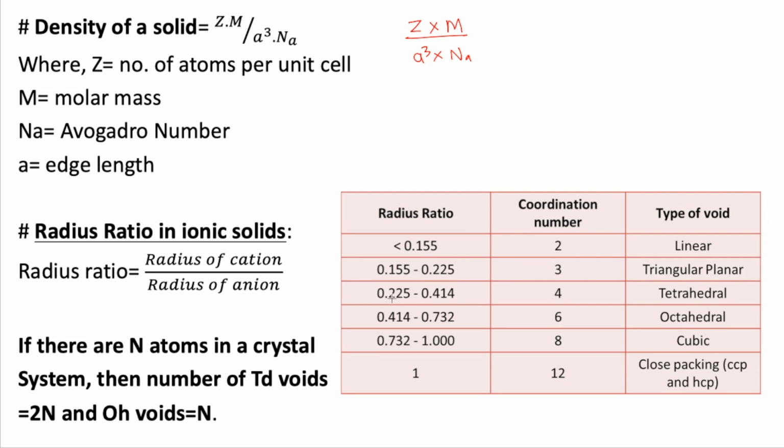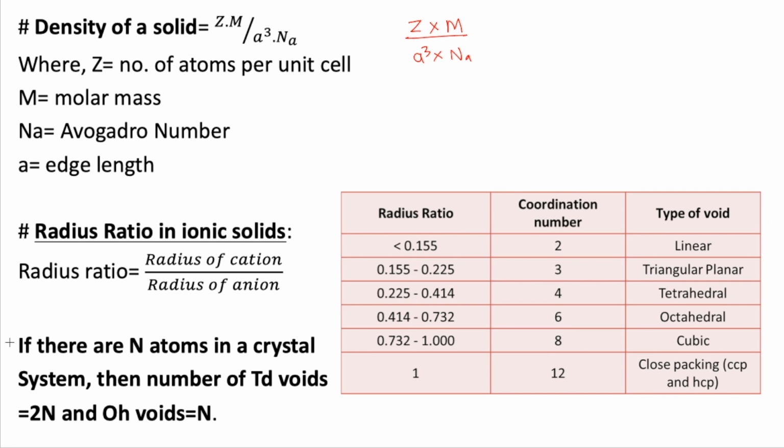If the radius ratio is between 0.225 to 0.414, then the coordination number is 4 and the type of void is tetrahedral. Whereas if the radius ratio is 0.414 to 0.732, then the coordination number is 6 and the type of void is octahedral. If the radius ratio is 0.732 to 1, in that case coordination number is 8 and your type of void is going to be cubic. And if radius ratio is 1 or greater than 1, then the coordination number is 12 and the close packing arrangement, or you can say CCP or HCP arrangement, is there.